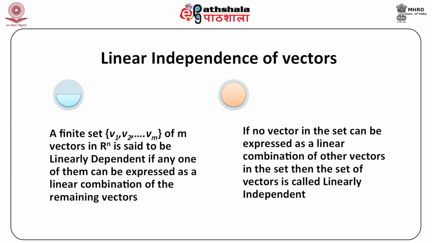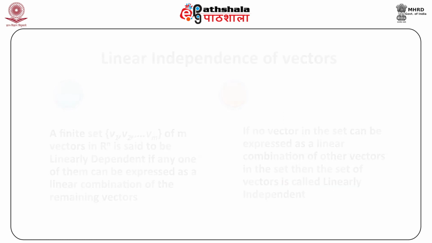A finite set {v1, v2, ..., vm} of m vectors in Rn is said to be linearly dependent if any one of them can be expressed as a linear combination of the remaining vectors. On the other hand, if no vector in the set can be expressed as a linear combination of the other vectors in the set, then the set of vectors is called linearly independent.